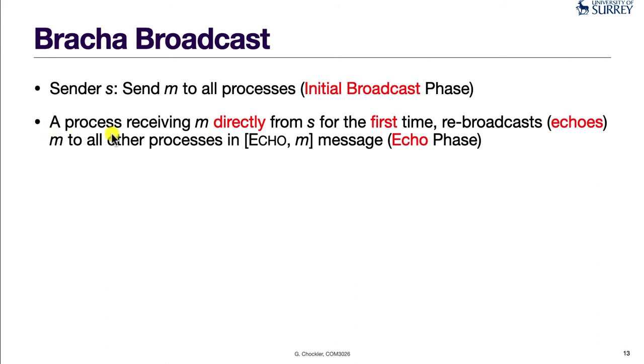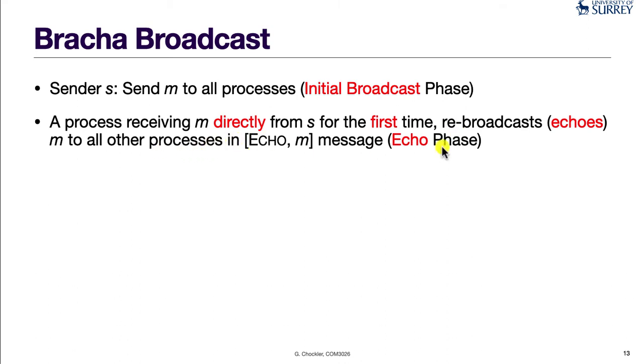Then a process receiving M directly from the sender for the first time. These two things are actually important, as we will see. A process receives M directly from S, not from another process that claims to have heard this message as being sent by S. That precludes message forging, as we will see. And for the first time, meaning it is the first message it received, it will rebroadcast this message to all other processes.